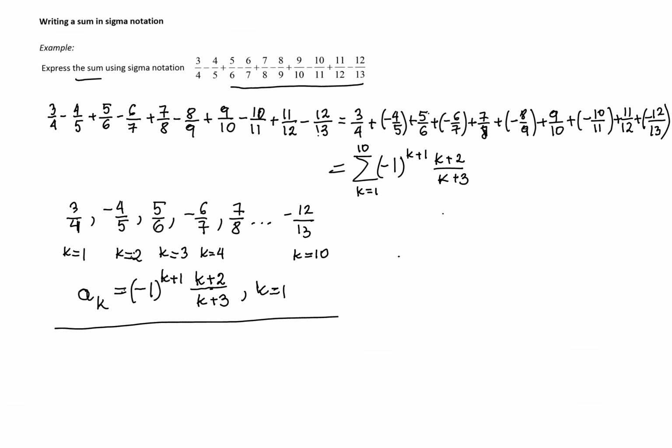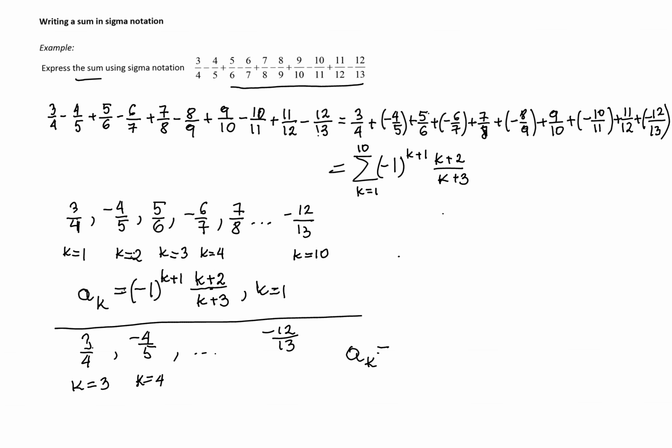Notice that that sum could be rewritten differently if we look at the sequence not starting with k equal 1 but with k equal 3. If we start with k equal 3 and the term is 3/4, then the next term will be negative 4/5 for k equals 4, and we will end with negative 12/13. You can see the relation between the terms of that sequence with k starting with 3.